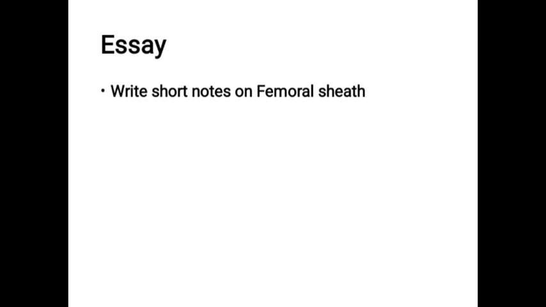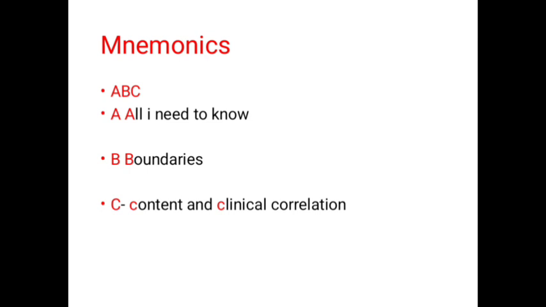Before I dive into the video, I want to tell you that there's a mnemonic that I created that can help you know how to write short notes on spaces, on triangles, on cavities, on tracts. This mnemonic can just give you an idea on what to do when you're asked to write short notes. So this mnemonic is A, B, C. Now A means all I need to do, B means boundaries, C means content and clinical correlation.